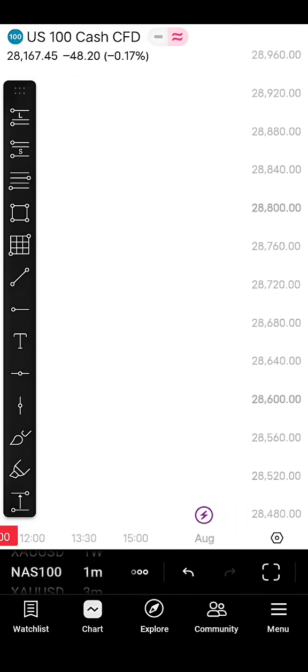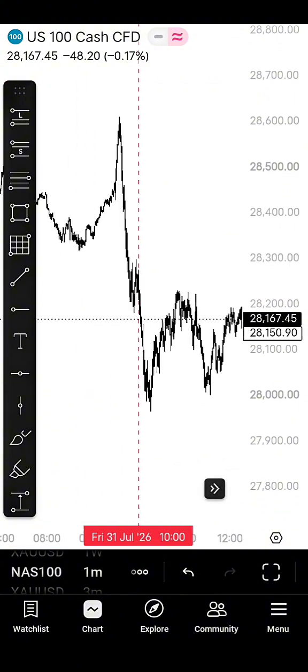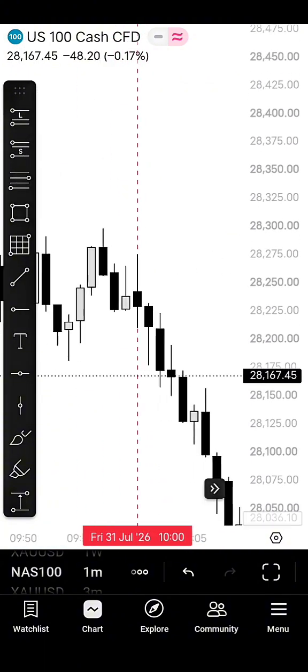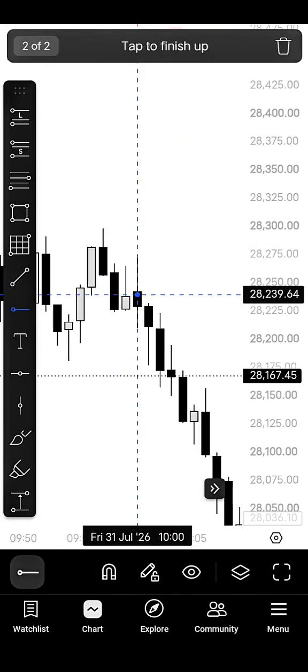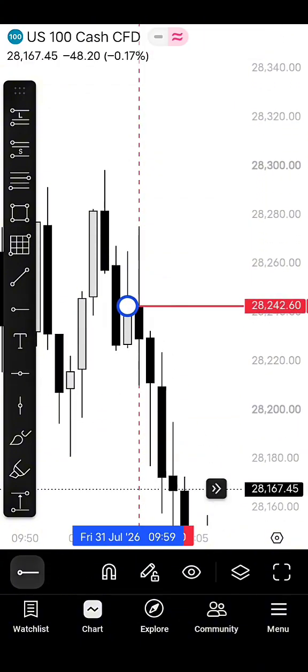So now let me show you the real chart examples. You can see here this is our 10 a.m. candle in the 1 minute time frame. Our 10 a.m. key open is from here. You can simply say from here.